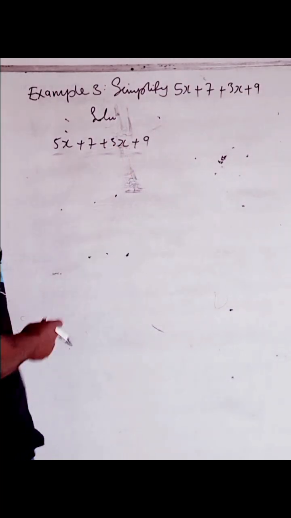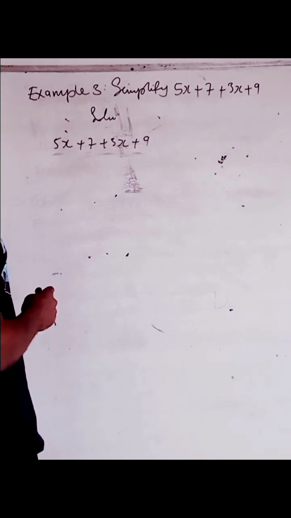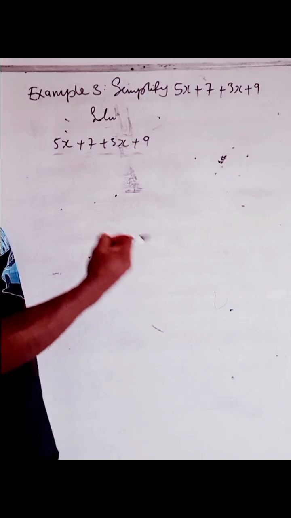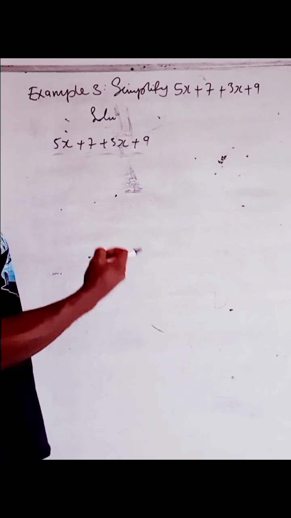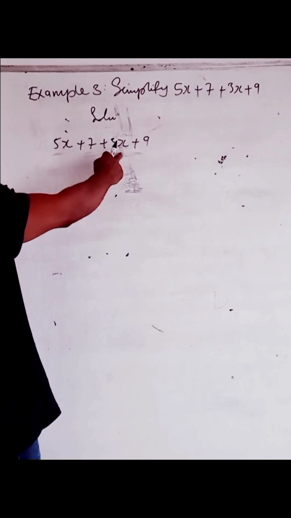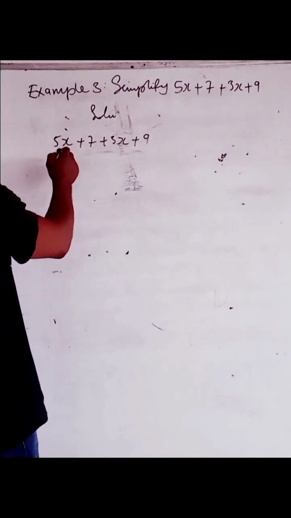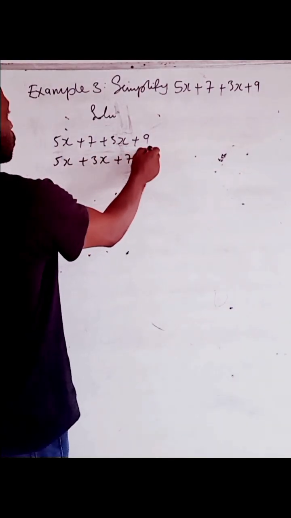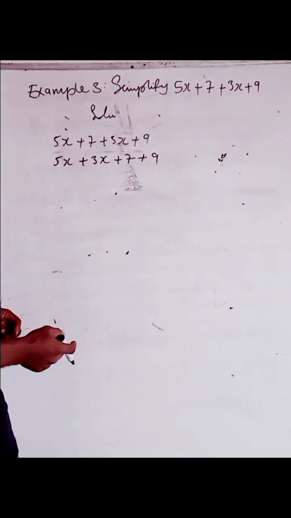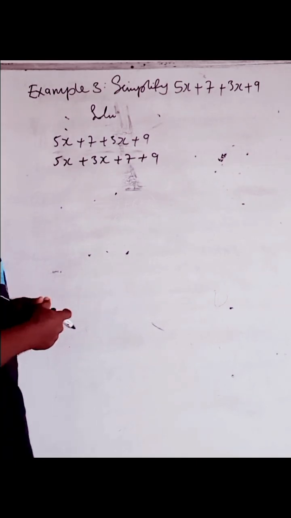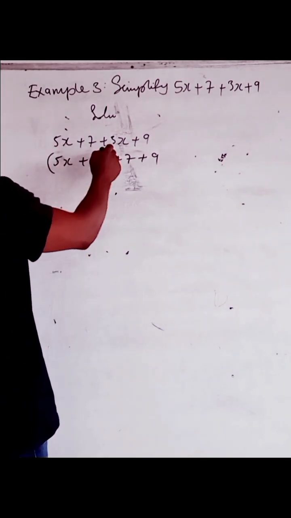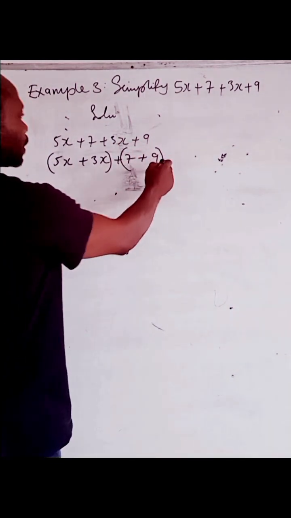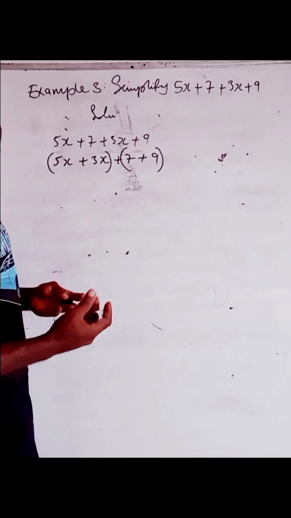So how do we go about solving this kind of problem? The first thing we have to do is to collect like terms, the terms that are alike. And we know that the terms that are alike here are 5x and 3x. So we are going to write 5x plus 3x plus 7 plus 9. Now look at the method I'm going to use. I'm going to group 5x and 3x because they are like terms. I'm also going to group 7 and 9 because they are also like terms. They are constants.